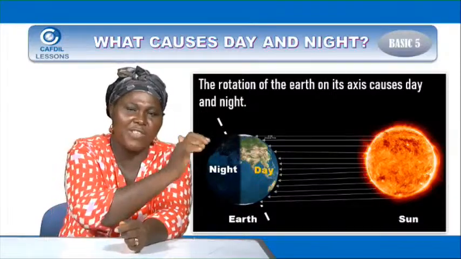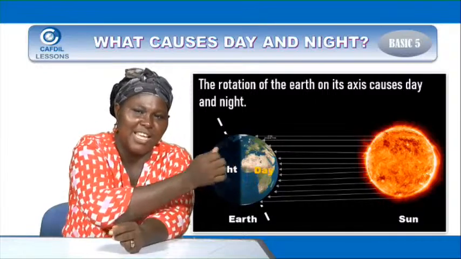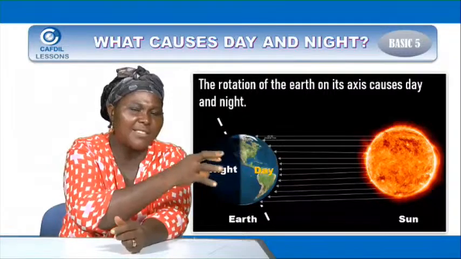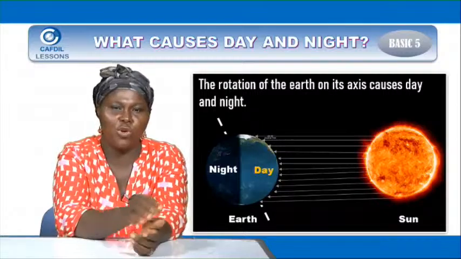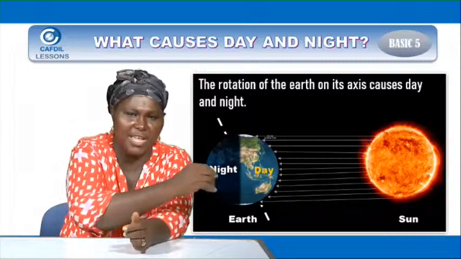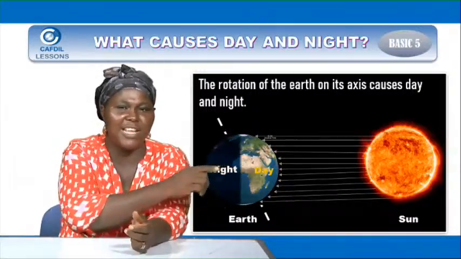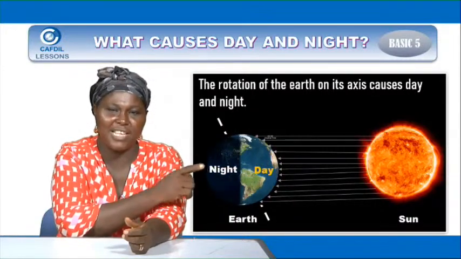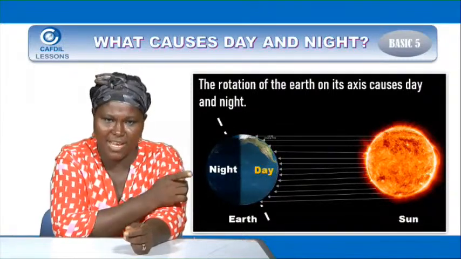Look at the rays of the sun. The rays are pointing to the earth. Now the part that has the sun is the day. So those countries around that area, they have daytime. And we can see that those in the darkness have the night. The sun is not there, so they are in the night time.